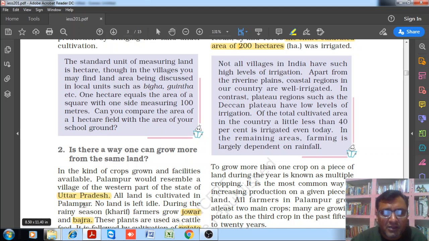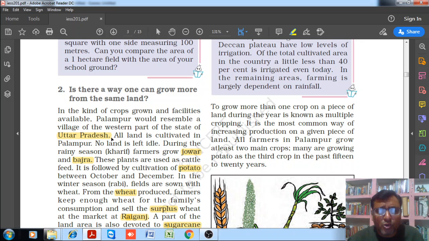So now we have come to another aspect, to grow more than one crop. Now we have come to the answer of the question raised in the second point: is there a way one can grow more from the same land, once we do not have another piece of land to add to the agricultural or cultivable land? Yes, there is a way. Now we know that irrigation is the method with which we can increase farm production. While we do not have other kinds of sources, irrigation is enough to help us out. Now, to grow more than one crop on a piece of land during the year is known as multiple cropping.